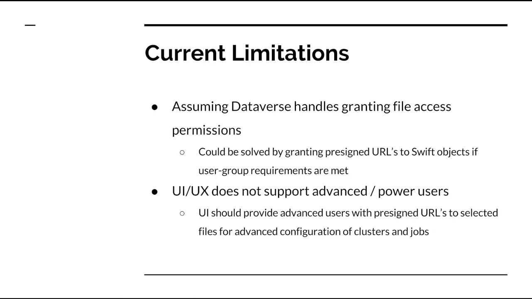The preferred implementation would be being able to grant pre-signed URLs to the Swift objects or the datasets stored in Swift if a user group requirement is met. This would allow a user to get a URL to a Swift object for some predetermined amount of time, use it to compute and process data, and then they would lose access to that URL after the expiration.